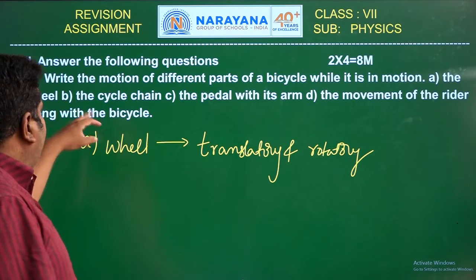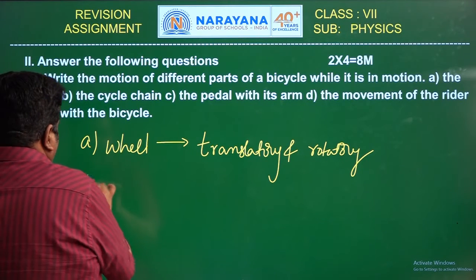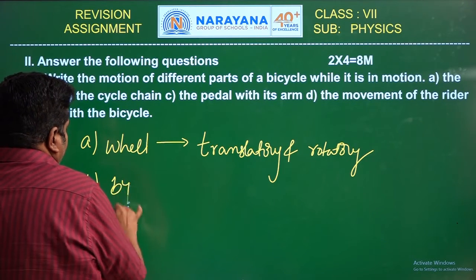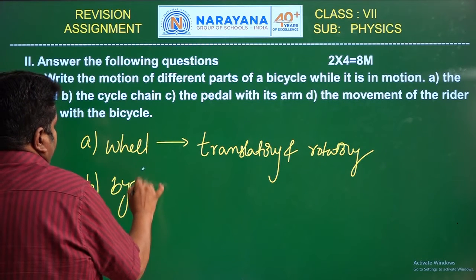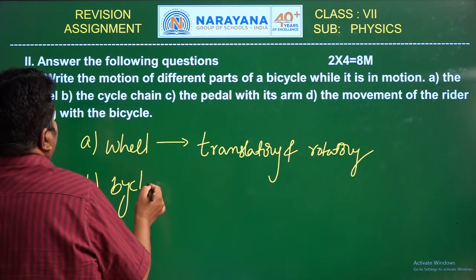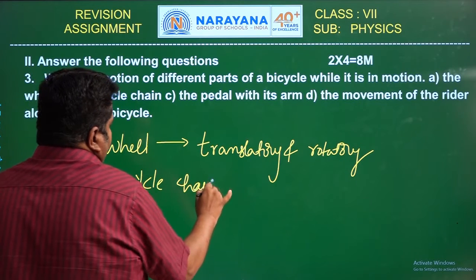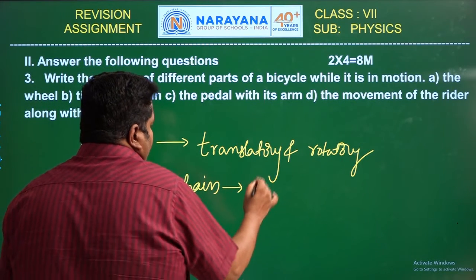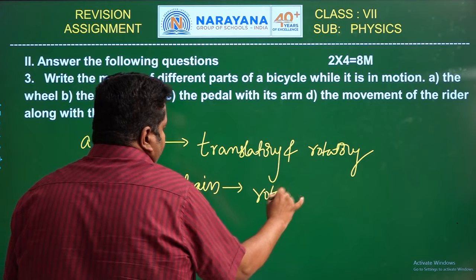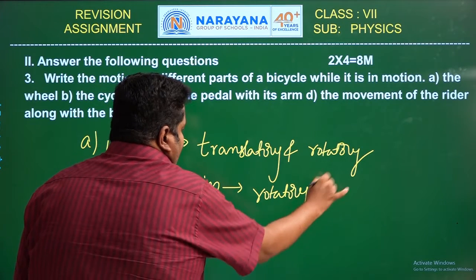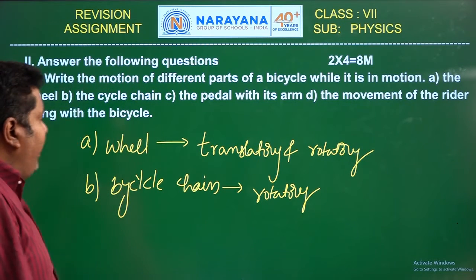Now let us see the second one, the bicycle chain. The bicycle chain will exhibit only rotatory motion.